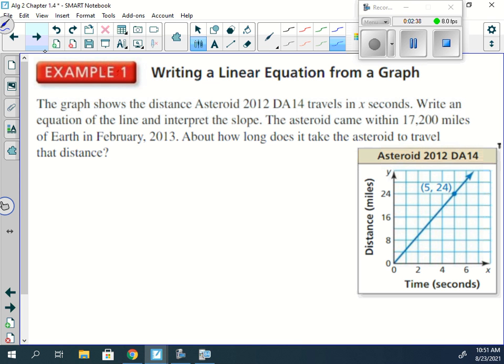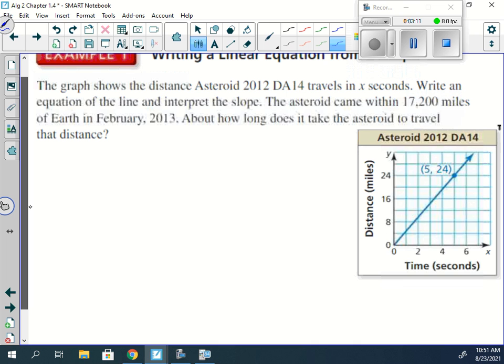So we look at this first problem. The graph shows the distance asteroid 2012 DA14 travels in x seconds. Write the equation of a line and interpret the slope. So we'll do that first, and then we want to figure out how long it takes for it to travel 17,200 miles. We're given the graph for the equation of the line, and we want to utilize that to find the equation.